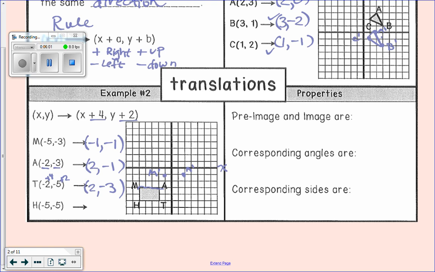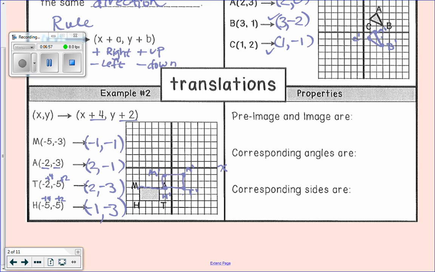Let's go ahead and translate it using the graph, if you like that option. So T is 1, 2, 3, 4 over, 1, 2 up. Okay, and H, negative 5 plus 4 is negative 1. Good. And negative 5 plus 2? Negative 3. You got it. All right, let's translate it on the coordinate plane, and we should get negative 1, negative 3. 1, 2, 3, 4 over, 1, 2 up. Is that right? That's H prime.